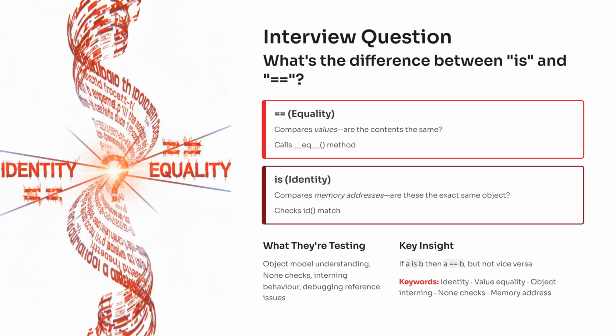Here's the easy way to remember it. Double equals means same value, is means same identity or same memory address. Interviewers love this question because it reveals whether you understand Python's object model and how memory references really work behind the scenes.